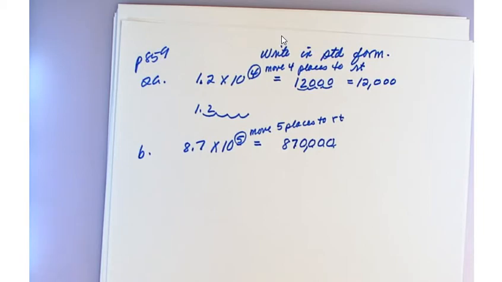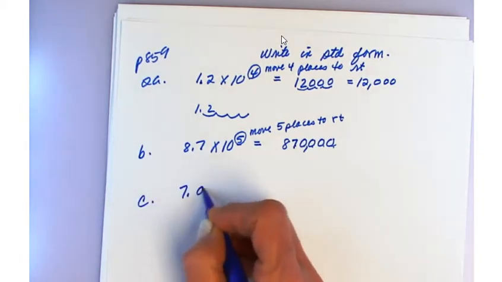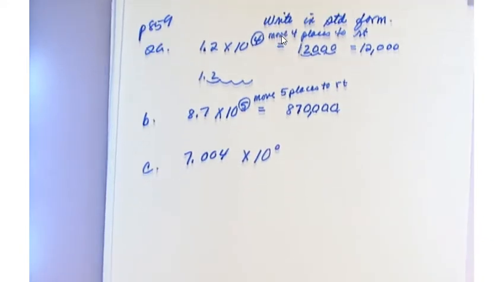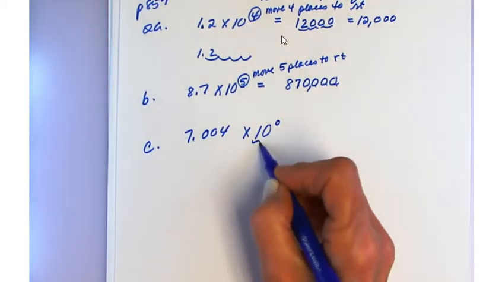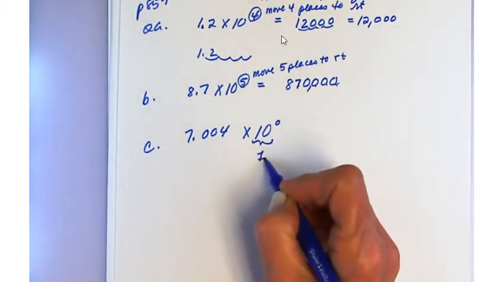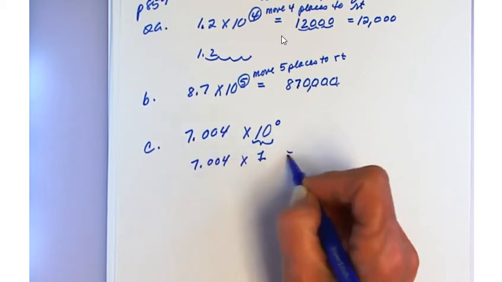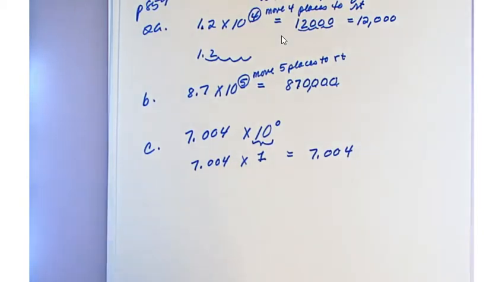And then number C, I have 7.004 times 10 to the 0. Well, I don't even have to think about this because 10 to the 0 equals 1. So I have 7.004 times 1, which is 7.004. Okay? So we're going to throw in that 0 exponent every so often.